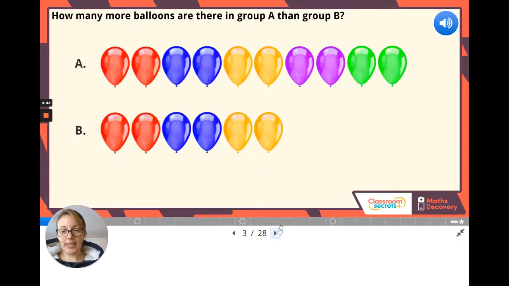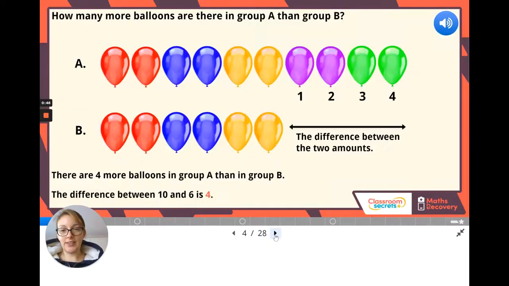Okay, let's have a look at the answer. So we can see that there were 10 balloons in group A and there were 6 balloons in group B. So the difference, you can see here, I've numbered them 1, 2, 3, 4. This is the difference between group A and group B. So the difference is 4, okay? So today we're going to be finding the difference, but not between groups of objects, between amounts of money. So let's have a look at our first money problem.